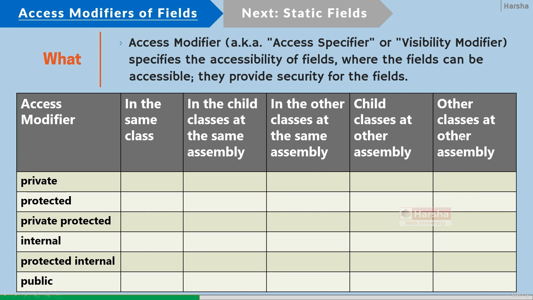Overall, we have 5 possible locations: in the same class, in child classes at the same assembly, in other classes of the same assembly, child classes at other assembly, and other classes at other assembly. The child class is a class which is derived from the class where the actual fields are declared. And assembly is the compiled file of the project. So you can consider one assembly for one project.